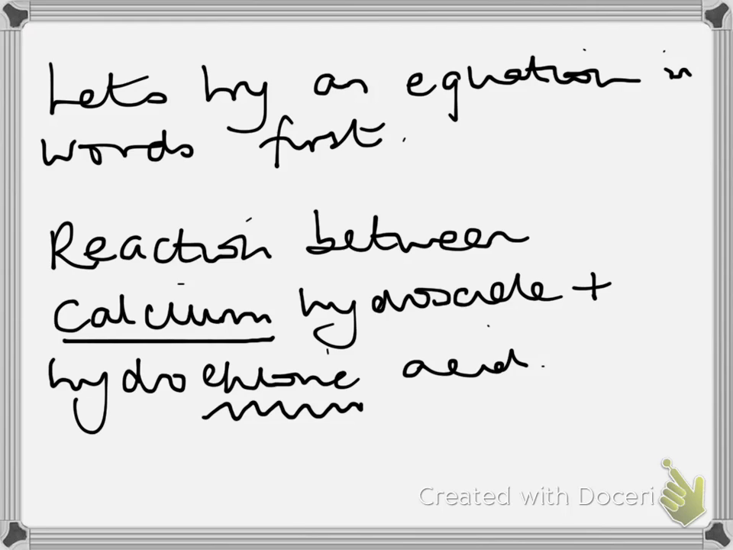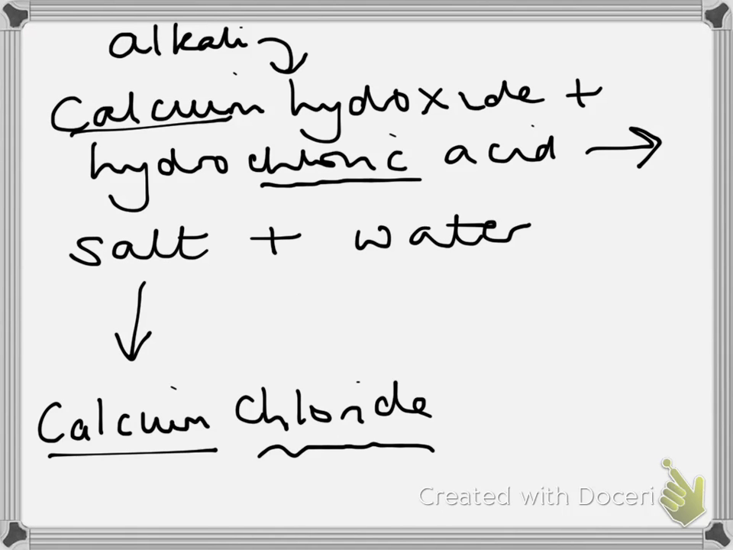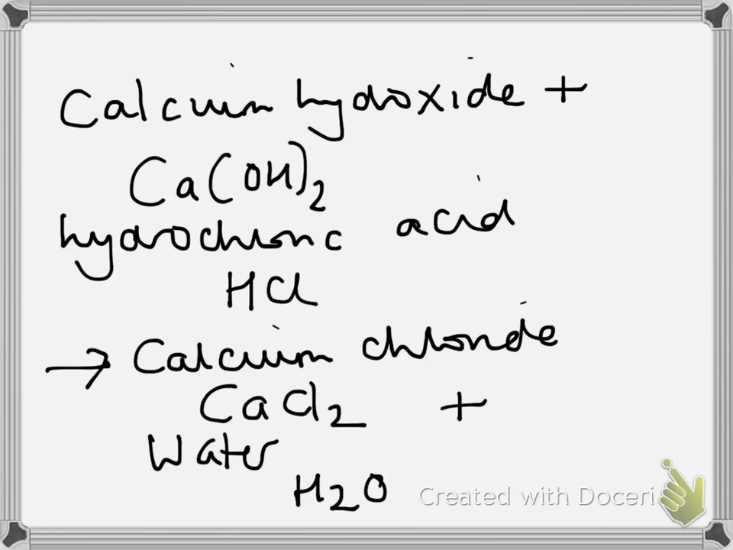So if we're looking at a reaction between calcium hydroxide and hydrochloric acid, you can see I've underlined calcium because that's the metal, and for hydrochloric acid, I've noticed the ending I'm going to take is going to be a chloride. So calcium hydroxide is an alkali, so it follows the rule alkali plus acid makes salt and water. And when we're working out the name of the salt, we need to take the metal bit, which is calcium, and add the ending on from the acid, which is chloride. So that would be calcium chloride. So overall, you've got calcium hydroxide and hydrochloric acid making calcium chloride and water.